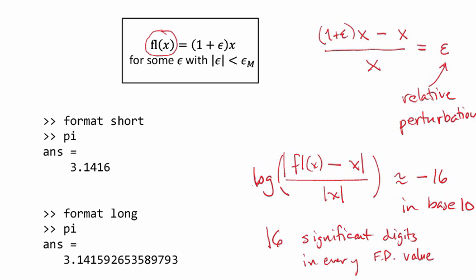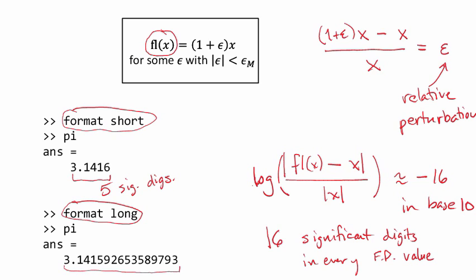So MATLAB represents all numbers this way by default, unless you tell it otherwise, even though you may not see all those digits all the time. So for example, this display is controlled by a command in MATLAB called format. The default is what's known as format short. It has a built-in value of pi, and it will only show you 5 significant figures. However, there really are more there, and you can see them all by asking to see things in format long. And here you see that there are 16, more or less, significant digits.